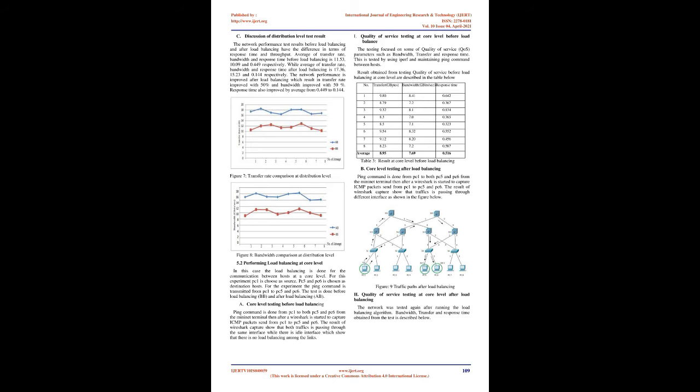The ping command is sent from PC1 to both PC3 and PC4 from the Mininet terminal, and then Wireshark is started to capture ICMP packets sent from PC1 to PC3 and PC4. The result of the Wireshark capture shows that both traffics are passing through S1 ETH4 while there is no traffic on S1 ETH3, which means that there is no load balancing among the links.